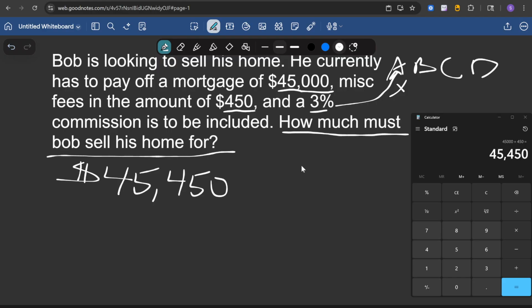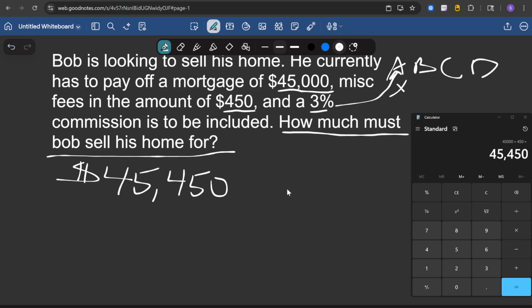Because do you know how many students I see do the right math and then punch it into their calculator wrong, or write a number down wrong, or do exactly what I just told you, move a 5 to a 4, 4 to a 5 spot, right? So we want to slow it down. Now, we know that he has to pay 45,450 because that's the mortgage plus the miscellaneous fees that he has, right?